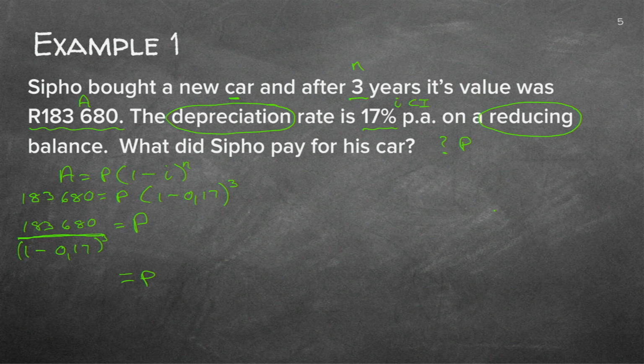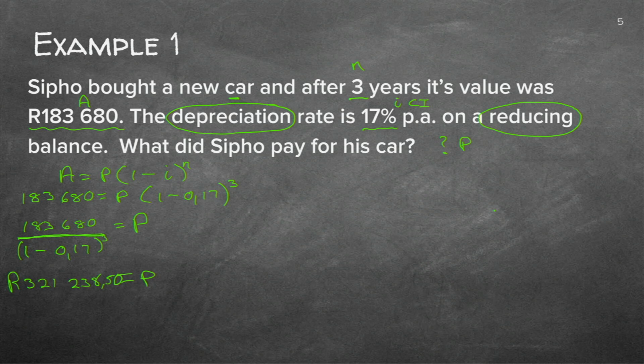On the top you put 183,680. Double check and make sure that you typed it in correctly, and you go down with the cursor. You put your bracket 1 minus 0.17, close your bracket, to the power of 3. Remember, to the power of, is that X with a little block on the top, equals 321,238.50. So there is the amount.